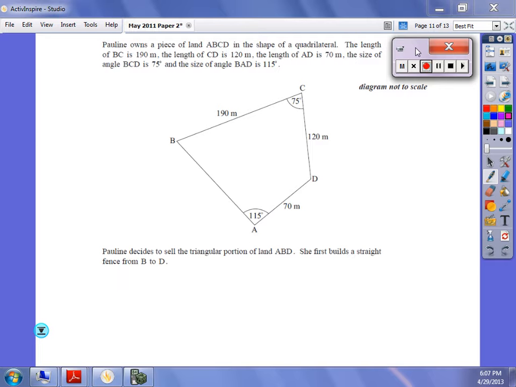So we've got a piece of land, A, B, C, D, in the shape of a quadrilateral. Some side lengths are given and some angles are marked. And we're instructed that we're going to draw a line because we're going to have a fence from B to D. So I'm just going to go ahead and draw this line from B to D. Now I can clearly see that I've got two triangles. And Pauline's going to sell ABD. So let's just get in our mind A to B to D. We're going to be doing something with that triangle probably in a little bit.